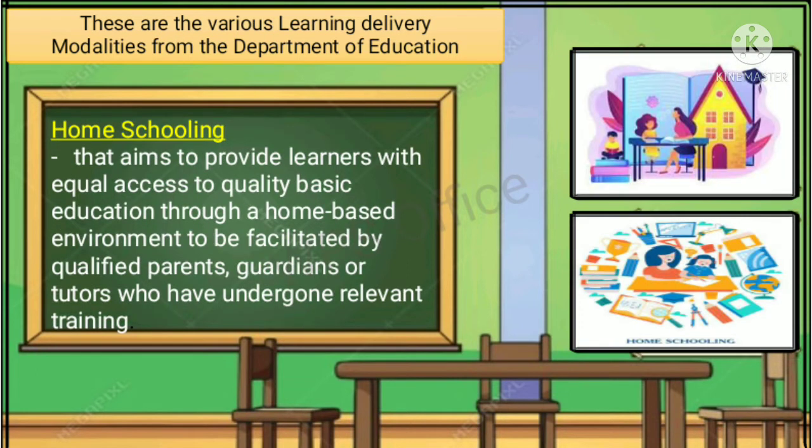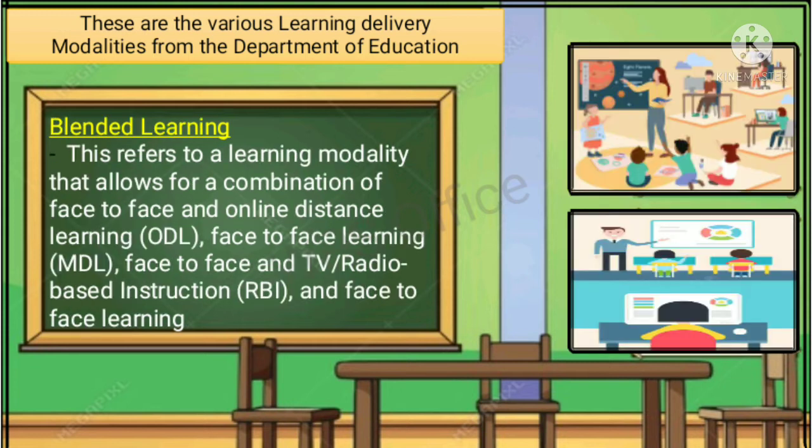The fourth is homeschooling. It is an alternative delivery mode, or ADM, that aims to provide learners with equal access to quality basic education through a home-based environment to be facilitated by qualified parents, guardians, or tutors who have undergone relevant training. Homeschooling as a substitute for formal education is the teaching of children at home, usually by parents. It is an opportunity for bonding between the parents and their children. It also provides education that is able to develop religious and moral values.